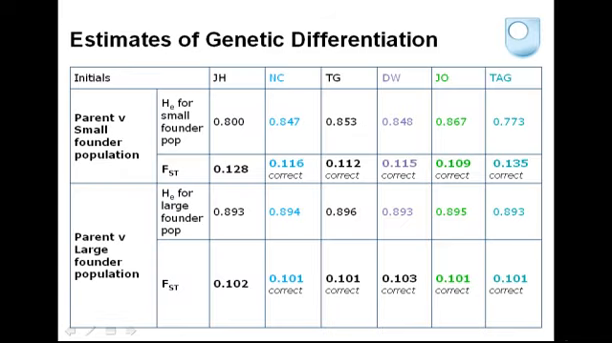When a number of students have entered their estimates of genetic differentiation, or FST, it becomes clear that the value of FST between the parent population and the small founder population is consistently larger than the value of FST between the parent population and the larger founder population. Guidance is given on the wiki to help any students who are finding the calculations difficult.